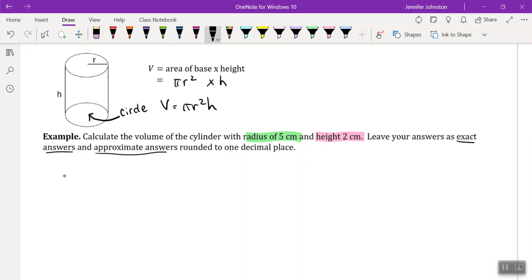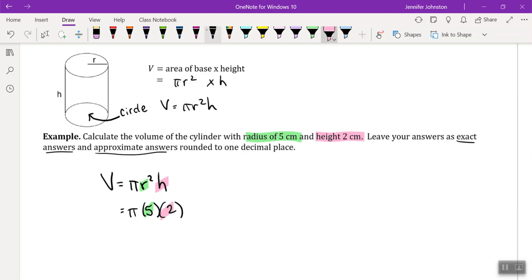Okay, so step 1, go find the shape on your gold sheet. Step 2, write down the formula. So volume is equal to pi r squared h. Step 3, sub those numbers in. We're going to sub in 5 for r and 2 for h. So we get pi, 5, and then h is 2.